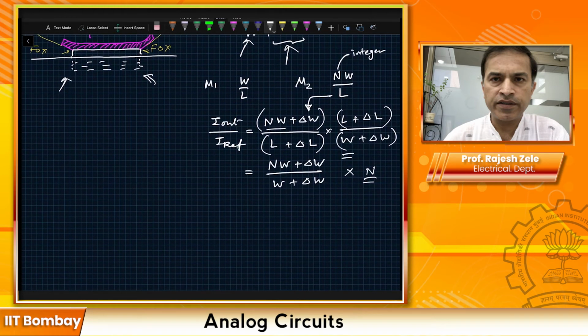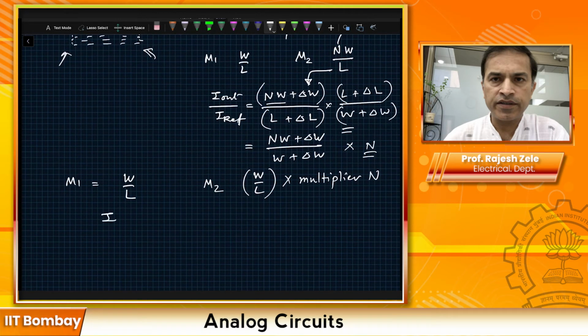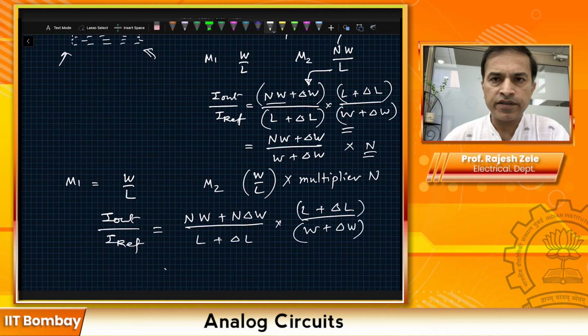Now, however, if I have a transistor M1 which is a W by L unit, and transistor M2 which is W by L with a multiplier of, let's say, N, which means I'm stamping this transistor of W by L N times, N being an integer, then your I out divided by I ref will be equal to NW plus N times delta W, I think this should be pretty obvious, over L plus delta L multiplied by L plus delta L divided by W plus delta W. Here you can quickly see that I will get N times W plus delta W divided by W plus delta W.